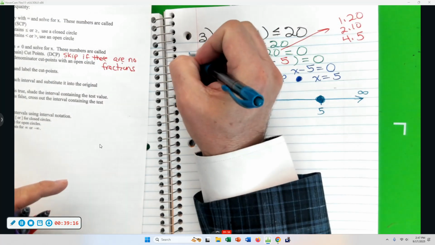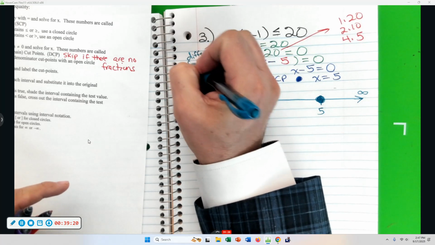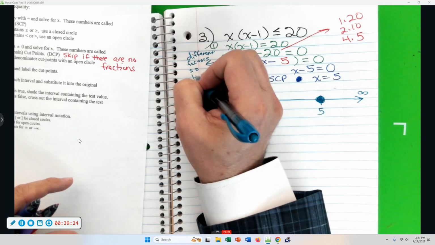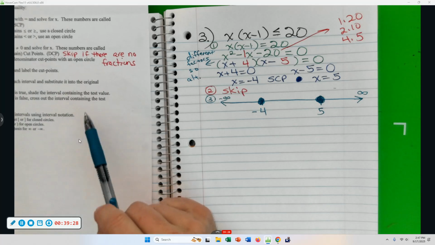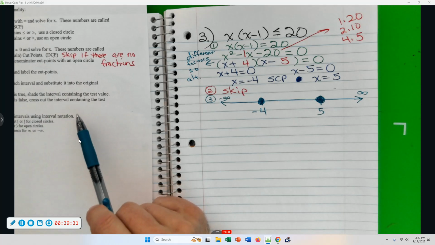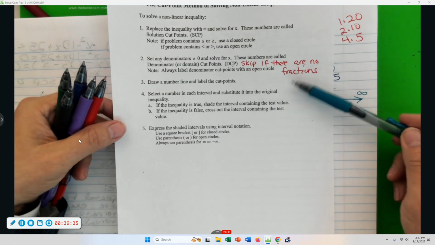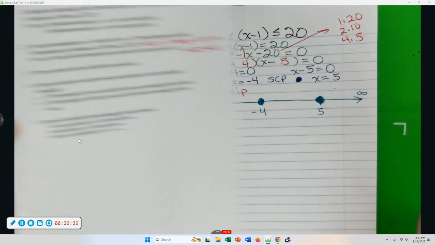That says it's going to alternate. I'll write it out. You don't have to write it out, but I want to make a note. Different factors, so we assume it's going to alternate. Step number 4, it's time to start checking, but we're not going to have to check every interval. We're only going to check one interval.